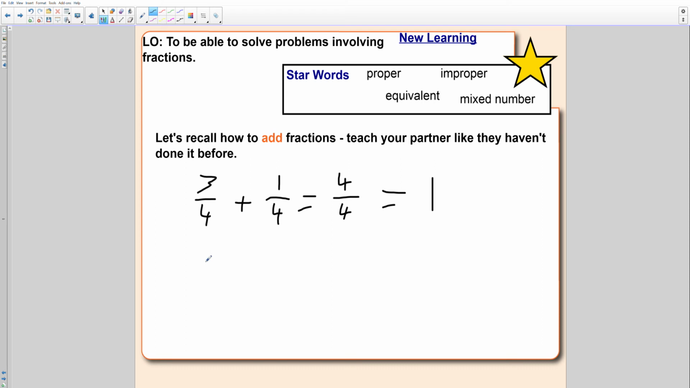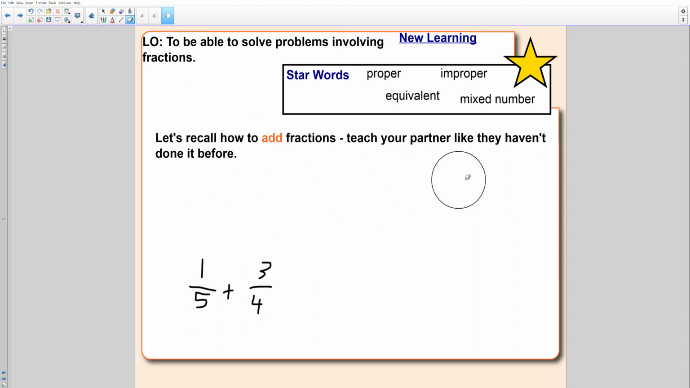What about if we have fractions that don't have the same denominator? Let's say we've got 1/5 plus, let's say 3 quarters in this case. Well, now, and this is something that's going to come up in our arithmetic test, and we're going to be doing arithmetic tests on Friday, if anyone hasn't checked the overview.